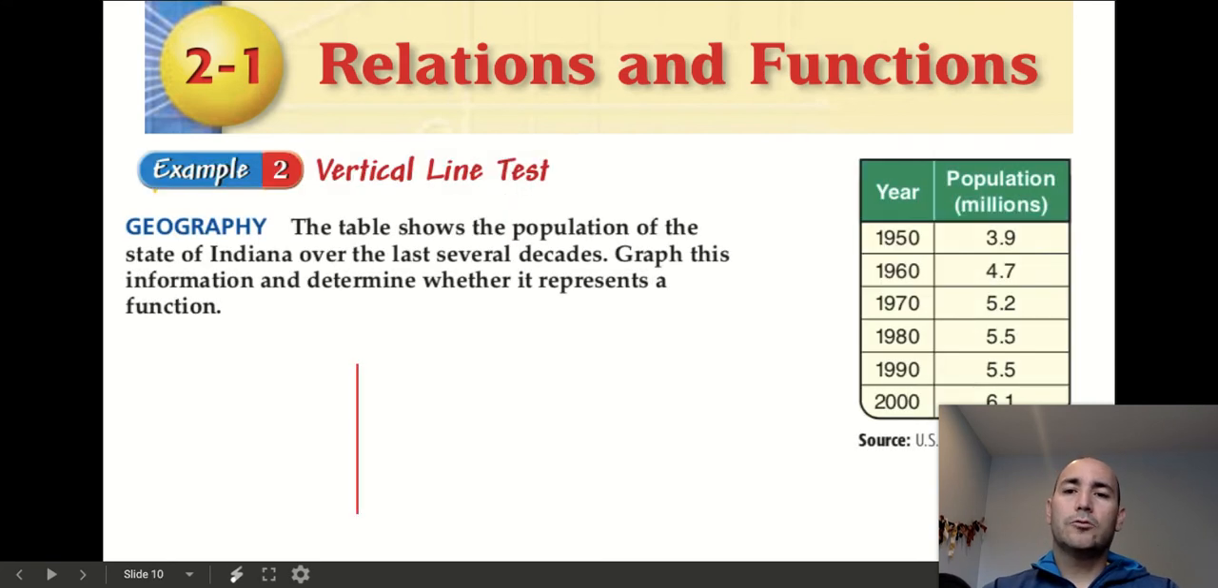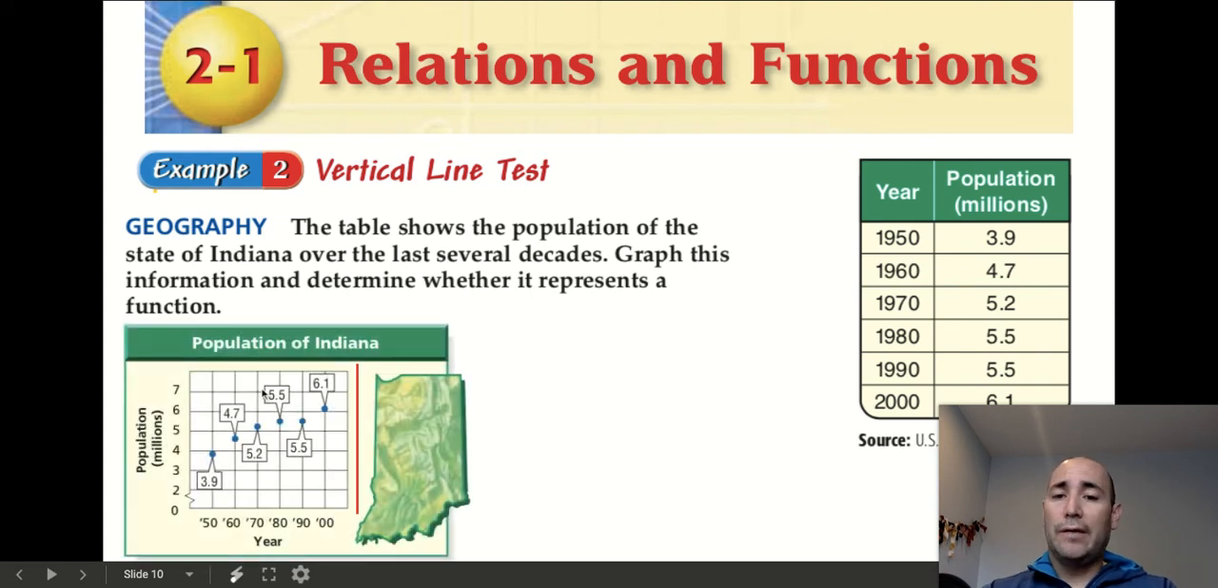So let's try one. Here's example number 2. The table shows the population of the state of Indiana over the last several decades. Graph this information and determine whether it represents a function. So here's my x coordinate. Here's my y coordinate, right? These can be written out as ordered pairs. Here's a graph of what it would look like, right? Here's my x-axis, my y-axis. These points represent this data right here.